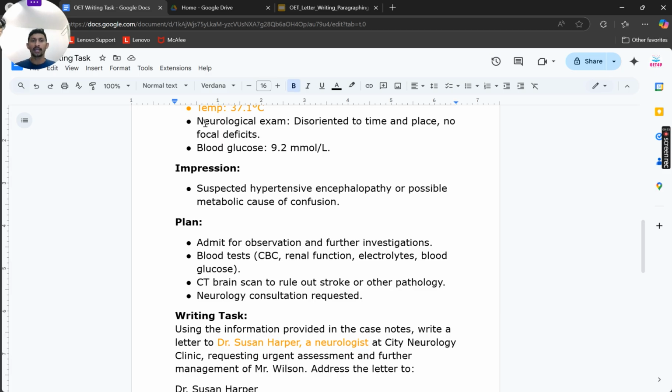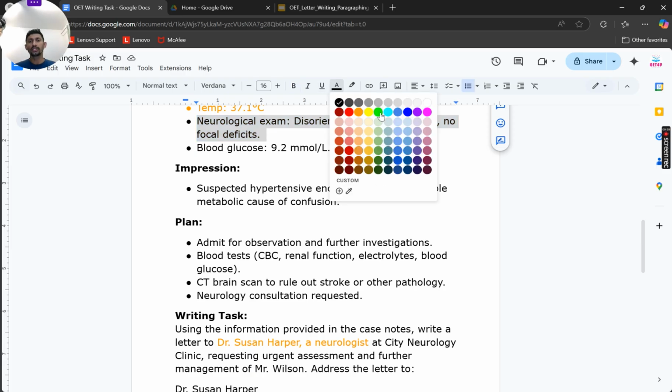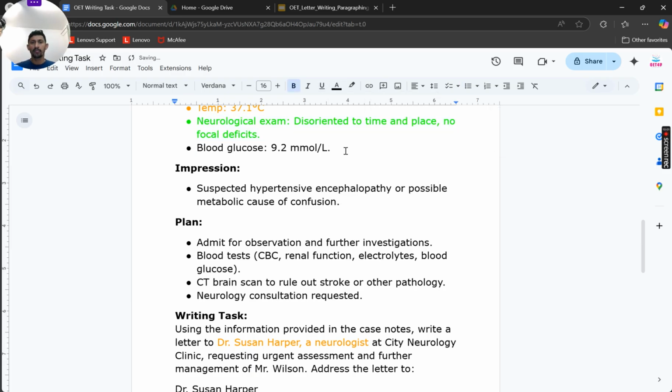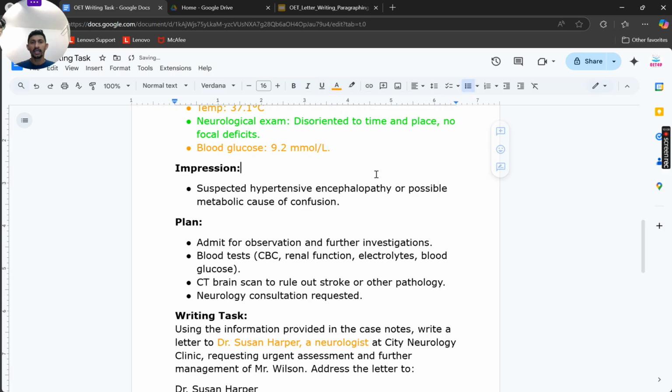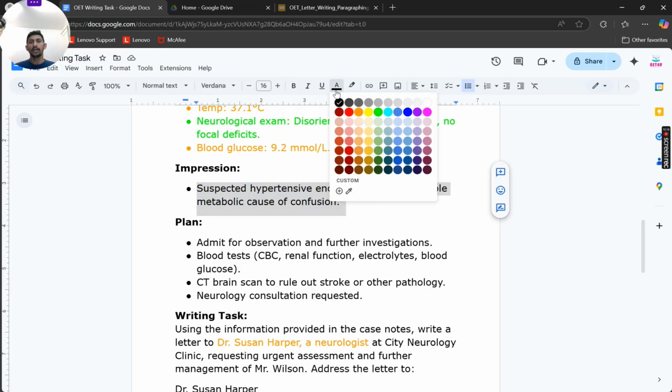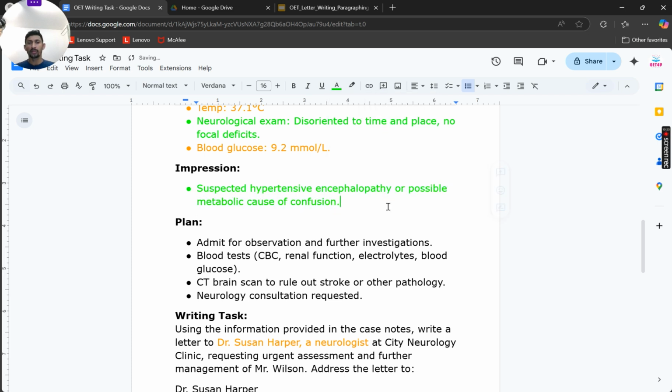in this color. Again, neurological examination. Yes, neurological examination, because you're writing to a neurologist, so that is relevant information. Blood glucose level. Yes, we already said that the patient is diabetic, so we can say that is semi-relevant information. So, suspected hypertensive encephalopathy or possible metabolic cause of confusion is the impression. So you can mention what your finding is to the reader. That is also a kind of relevant information.